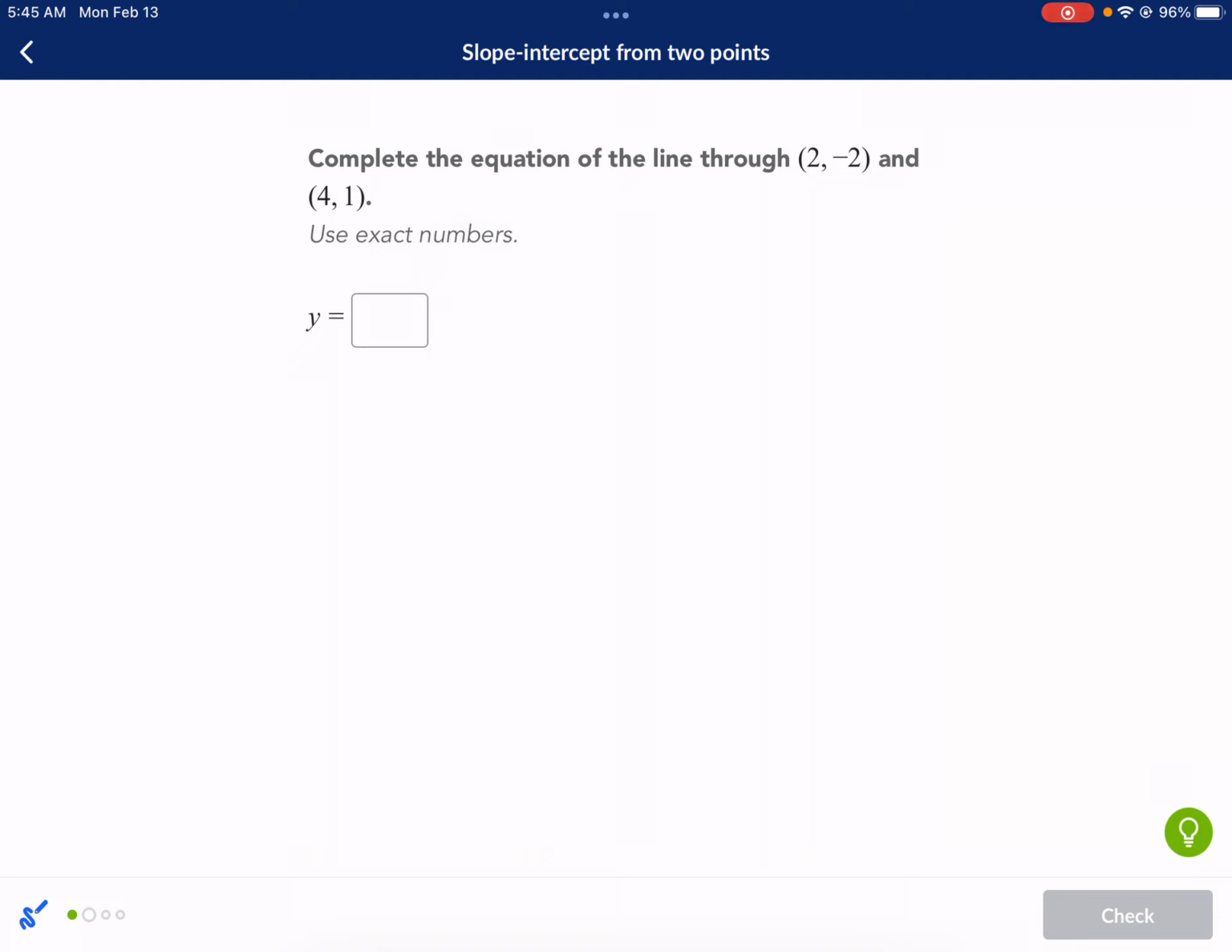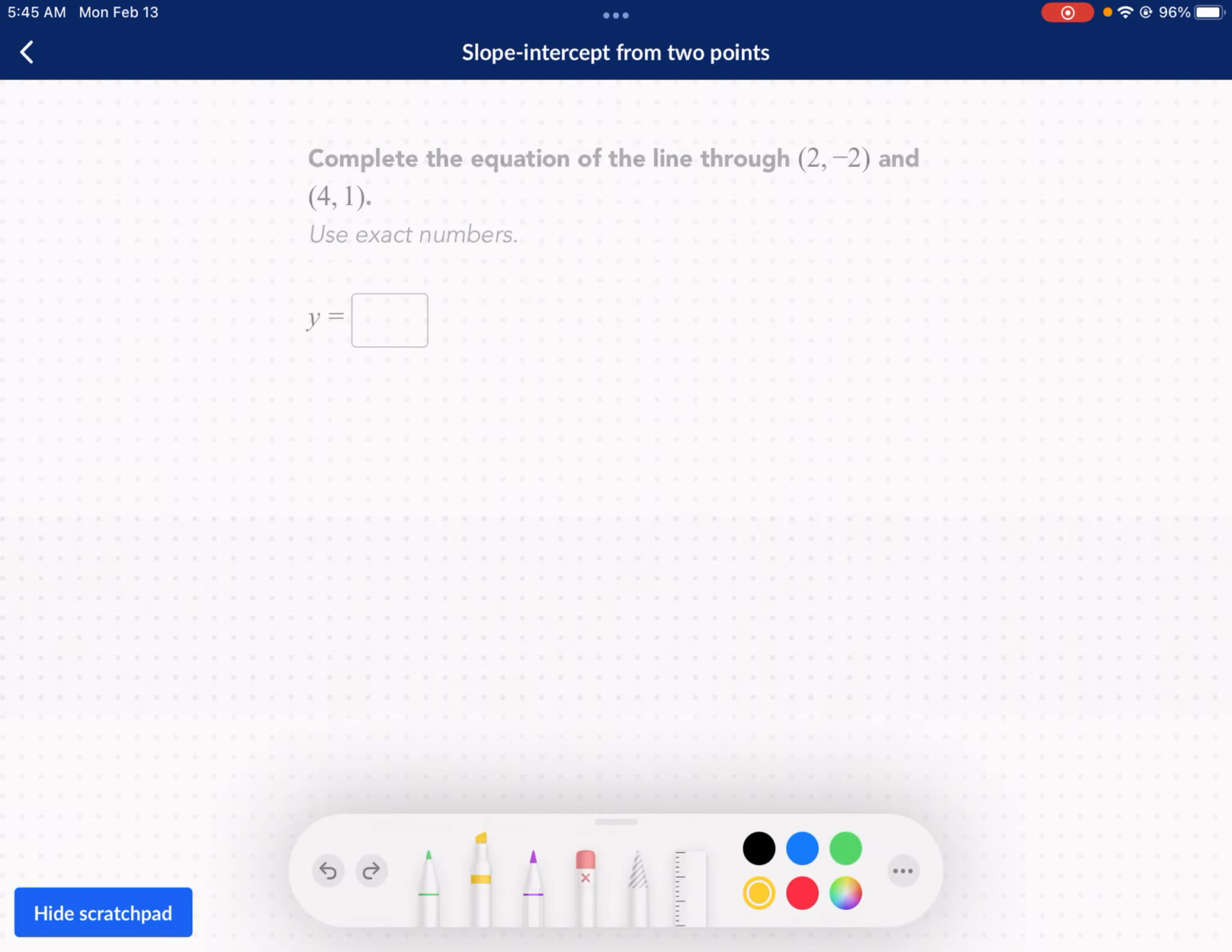Now, number 2, complete the equation of the line through (2, -2) and (4, 1). So let's go a little bit faster this time. We already know that we want the slope first, and we need to label these points. So the first thing I like to do is label. I do x1, y1, x2, y2.